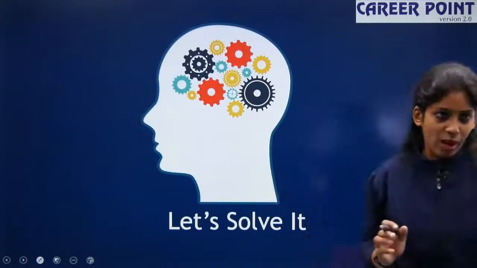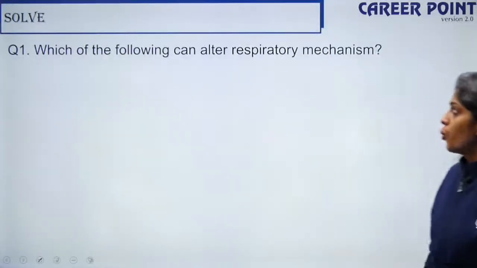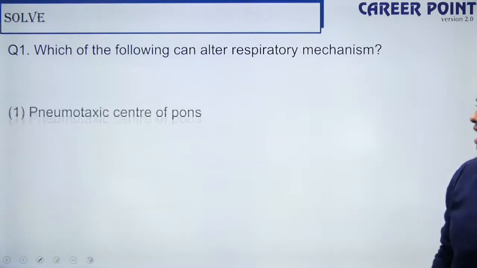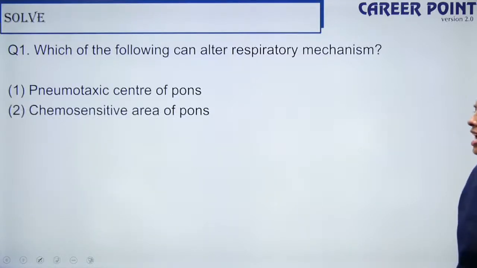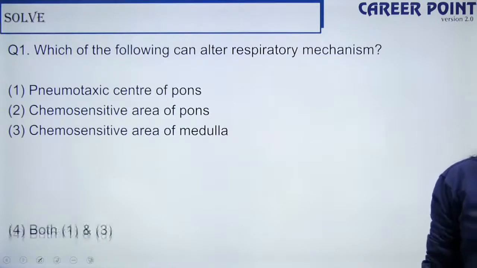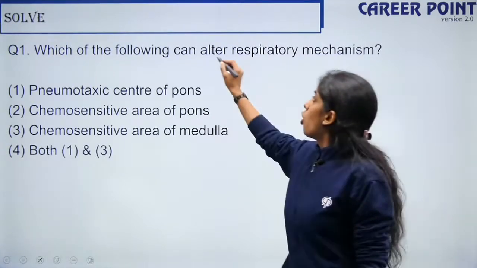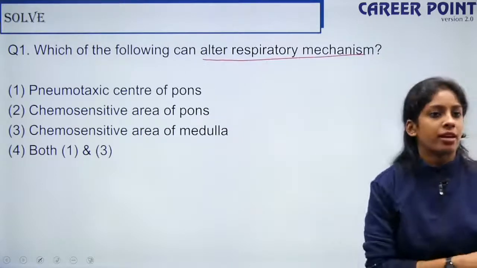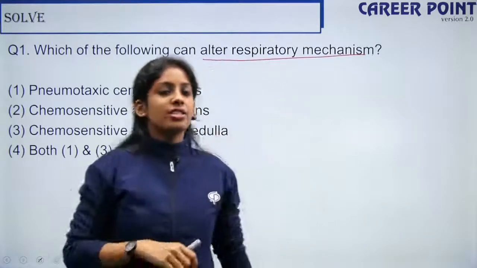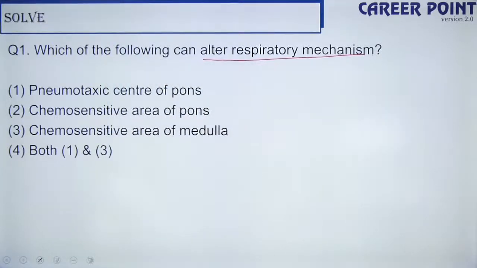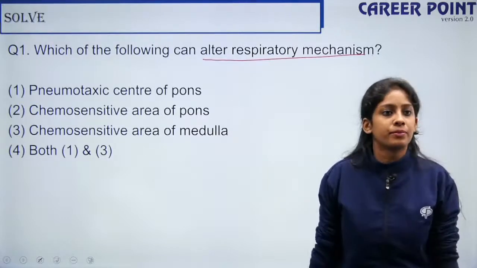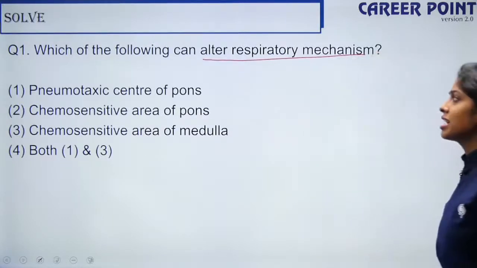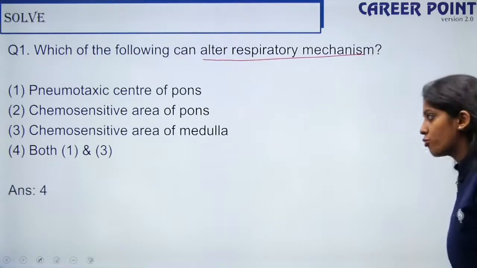Now we go to the set of 10 questions. Which of the following can alter respiratory mechanism? Pneumotaxic center of the pons, chemosensitive area of the pons, chemosensitive area of medulla, or both 1 and 3? Nishrag, what is your try at this question? What do you think the answer would be? Option 4 is right: pneumotaxic center of the pons and the chemosensitive area of the medulla.